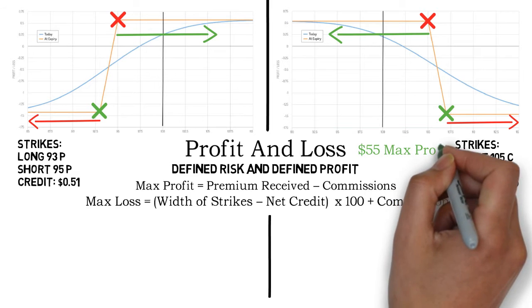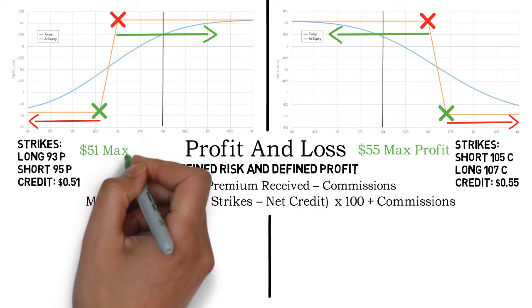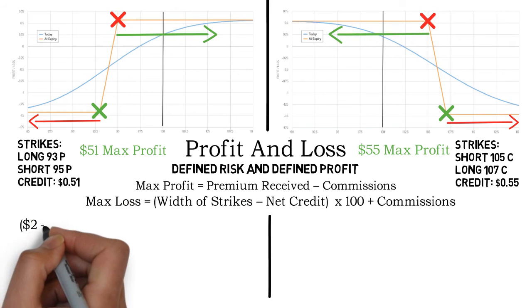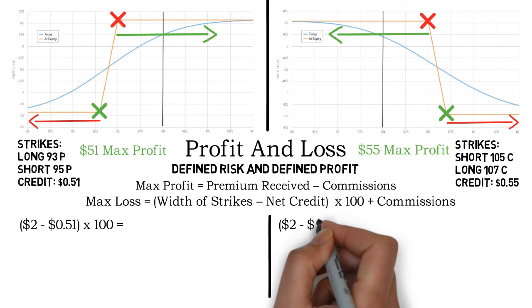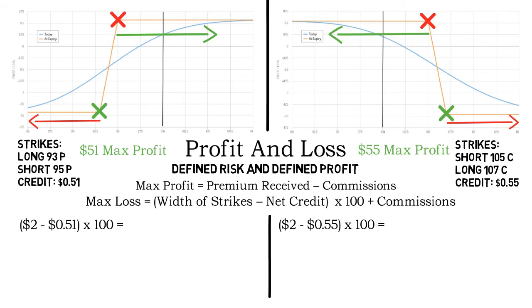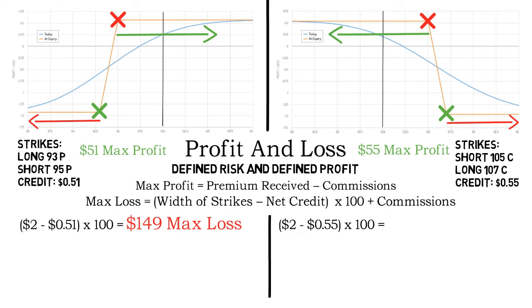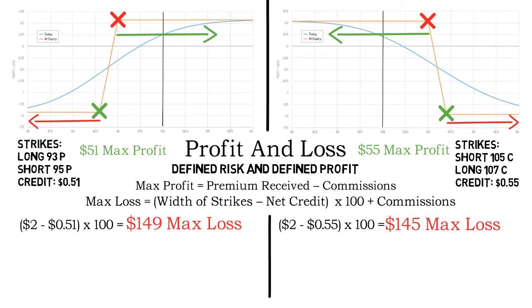Therefore, max profit is equal to the net premium, so $55 and $51. Now all we have to do to find out the max loss is put the given numbers into the calculation. The width of the strikes is 2 for both spreads. So max loss is $149 for the put credit spread and $145 for the call credit spread. The reason why I chose a lower credit for the put spread is because this often is the case, as prices tend to fall faster than they rise.